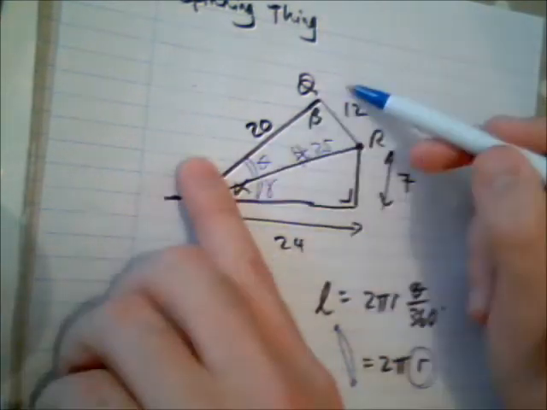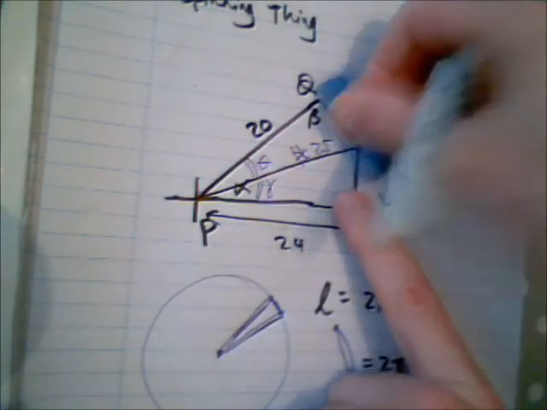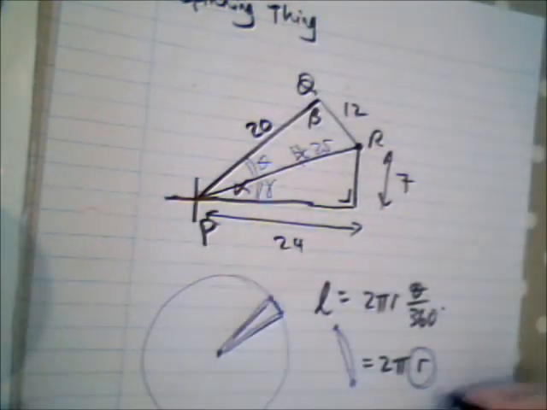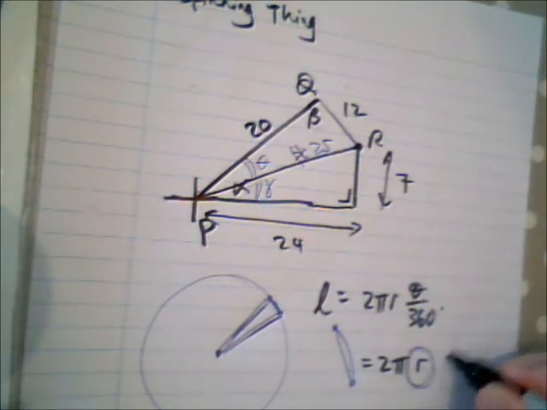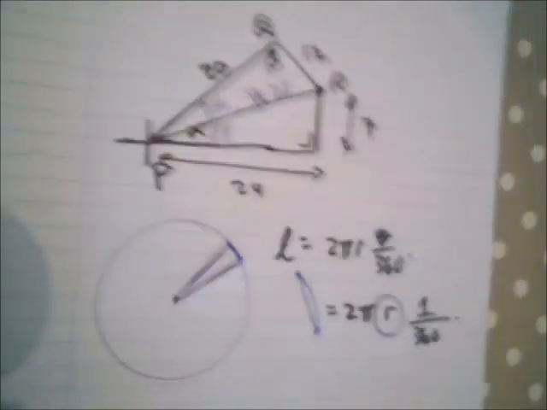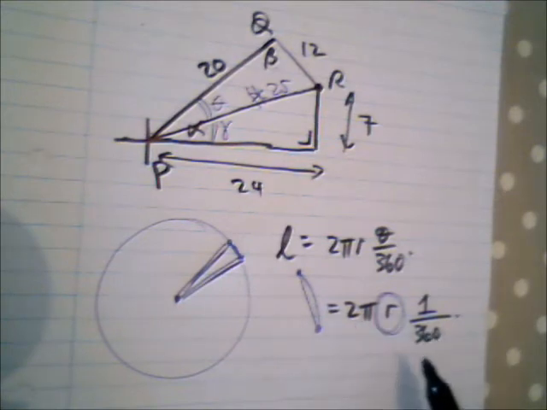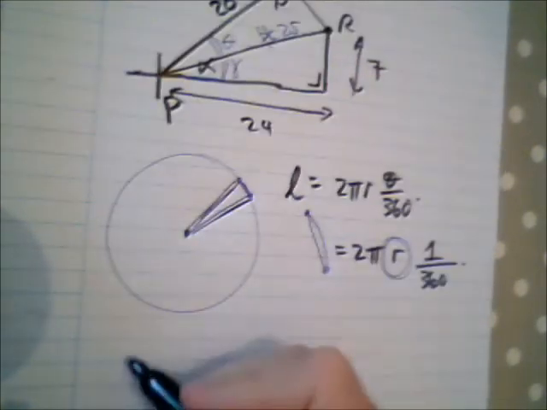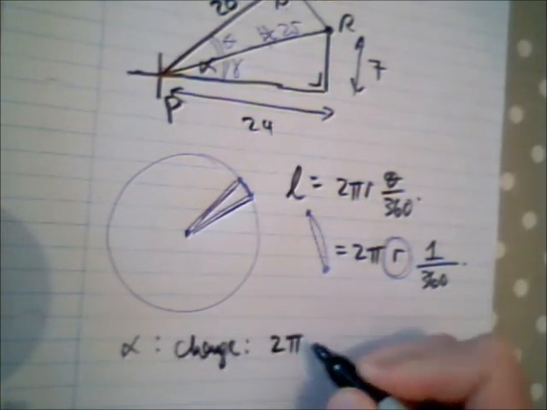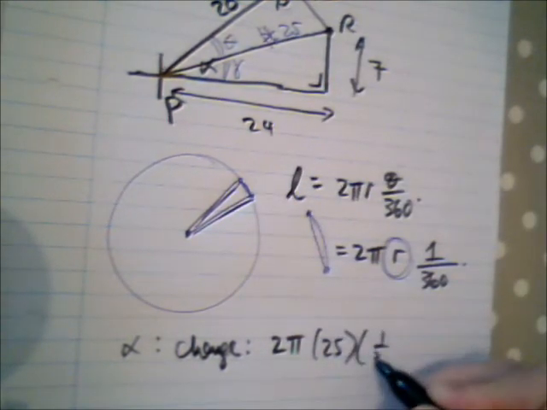If I keep this still and I move this by 1 degree up here, like that, then it's not moving along a radius of 25 anymore, it's moving along a radius of 5. So the radius is going to change. Now theta in both cases is just 1, so 1 over 360. So the only thing the length is going to depend on is the radius. Everything else is the same in both cases. So if we change alpha, we've got a change of 2 pi by the radius, so that radius is 25 times 1 over 360.